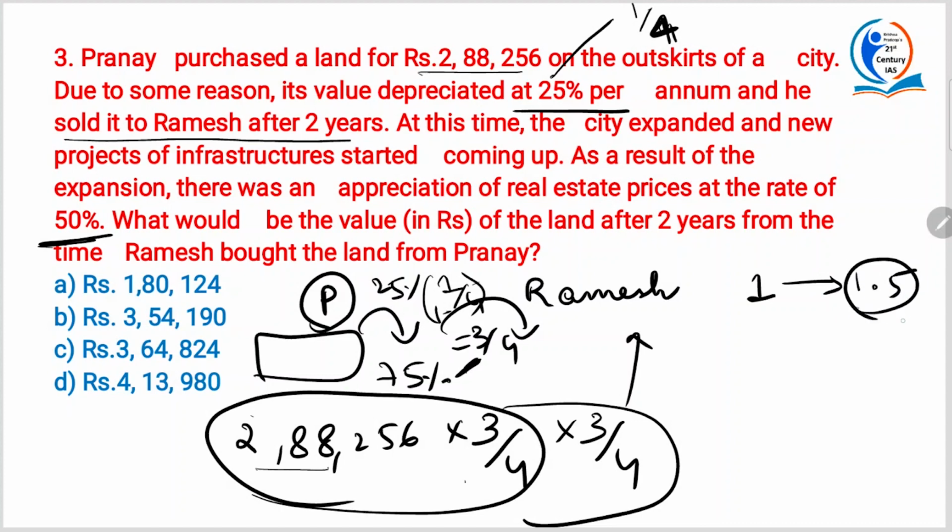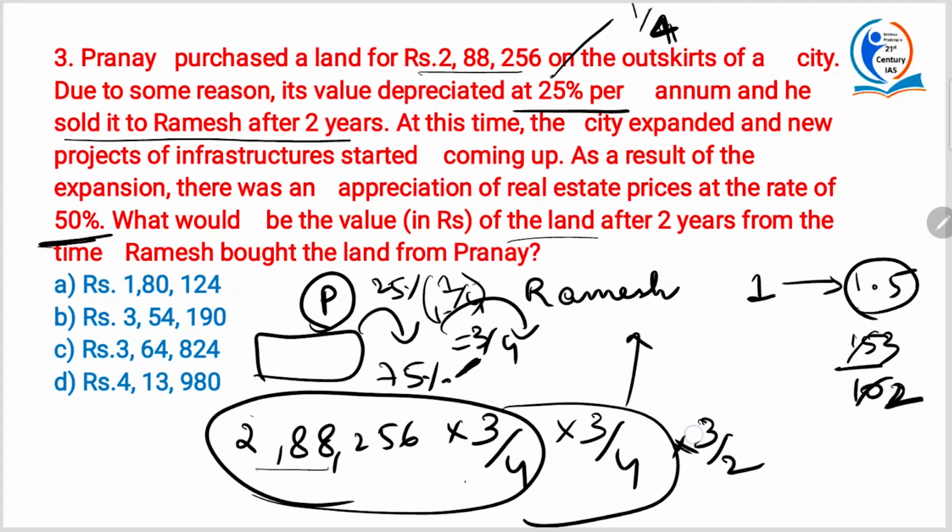What is 1.5 in fraction? It is 15 by 10, that is 3 by 2. So, a number is becoming 3 by 2 of itself. So, into 3 by 2, what would be the value of the land after 2 years from the time Ramesh bought the land from Pranay?